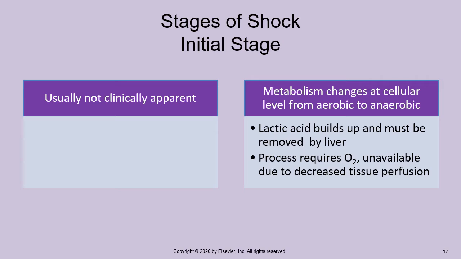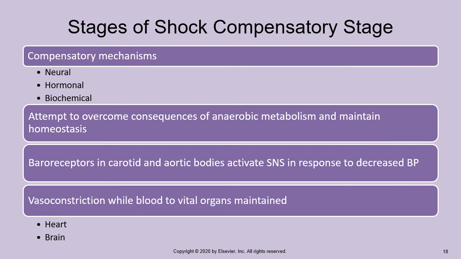Metabolic changes at the cellular level from aerobic to anaerobic cause lactic acid buildup. Lactic acid is a waste product that requires oxygen to be cleared, which is unavailable because of decreased tissue perfusion. In the compensatory stage, the body activates neural, hormonal, and biochemical compensatory mechanisms to try to overcome the consequences of anaerobic metabolism and to maintain homeostasis. This is the body's response to the imbalance in oxygen supply and demand.